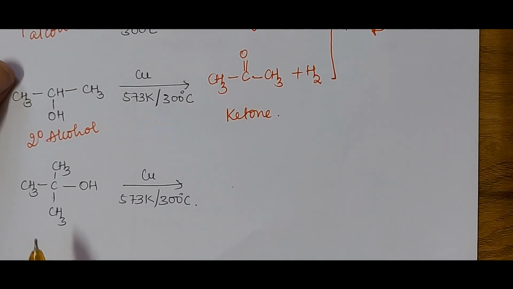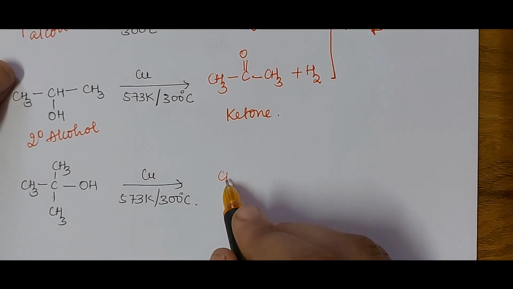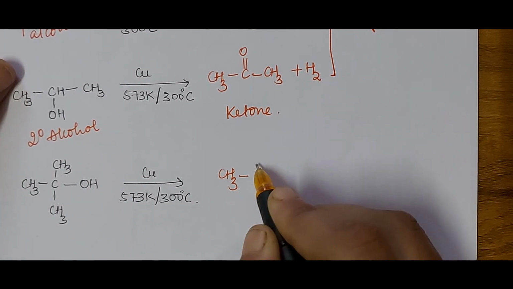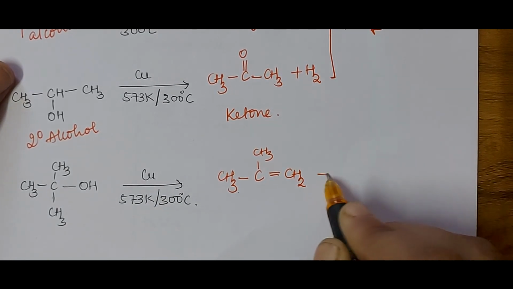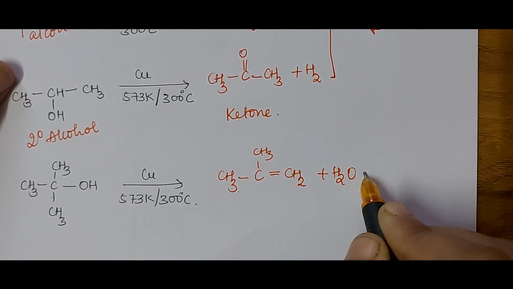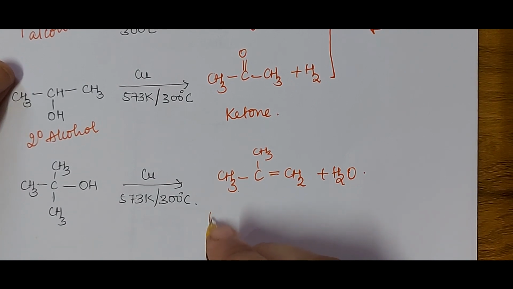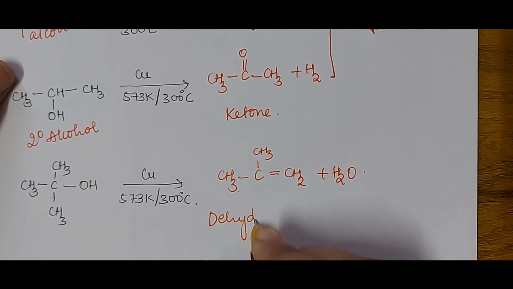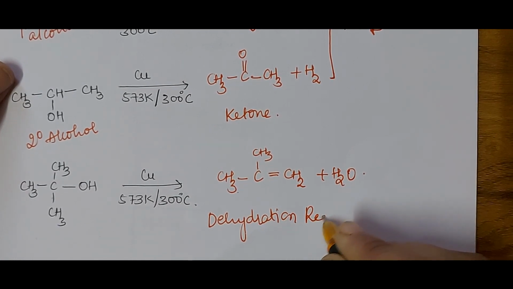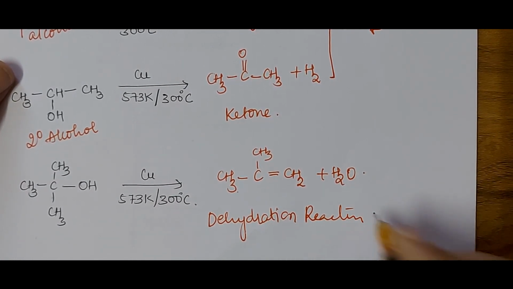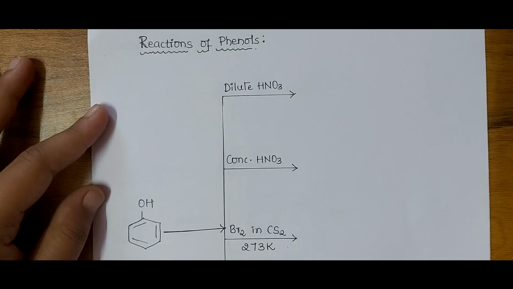But if you take a tertiary alcohol, dehydrogenation does not occur. Instead, an elimination reaction occurs, and the corresponding product obtained is propene due to the loss of water, and this reaction we call a dehydration reaction. Primary alcohol forms aldehyde, secondary alcohol forms ketone, tertiary alcohol forms alkene by dehydration reaction.